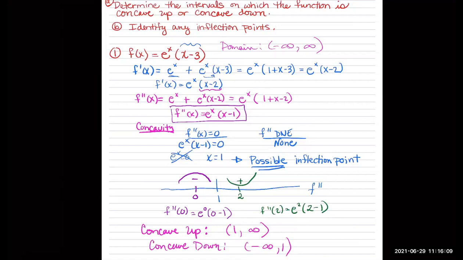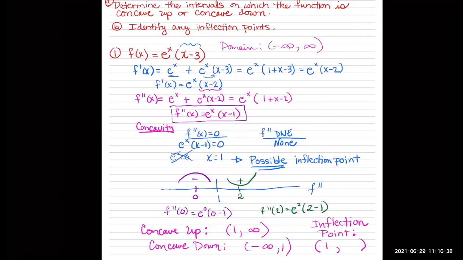And so then the question becomes, do we have an inflection point? So can you tell me, do we have an inflection point at x equals 1 this time? Yes, the inflection point occurs at x equals 1. And sometimes it will just ask you for the x coordinate of the inflection point. But if it actually asks you for the inflection point, make sure you write it as a point.